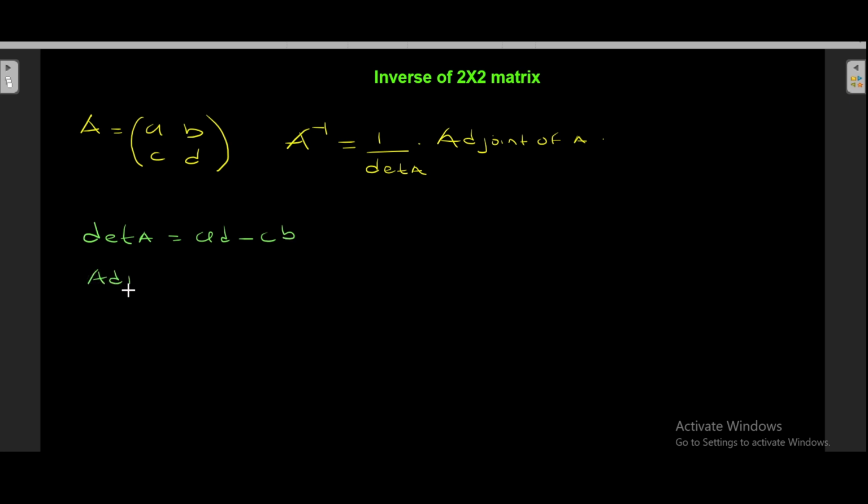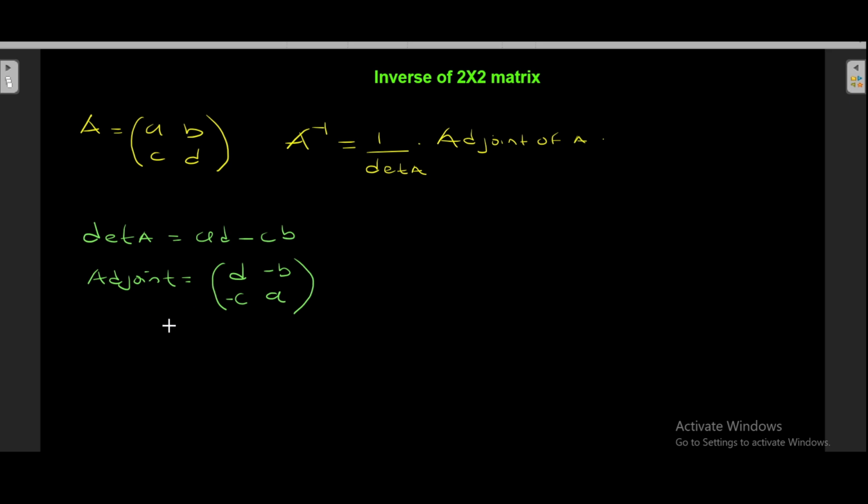In this case, for the adjoint of A, you're going to change the numbers in the major diagonal. They're going to change position. You're going to have D and A, whereas the numbers in the minor diagonal are going to change sign. It's going to be now negative C and negative B. If these numbers are positive, they become negative. If they are negative, they become positive. That's what we call an adjoint.